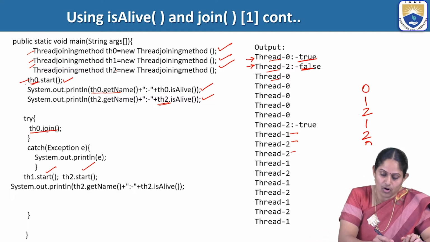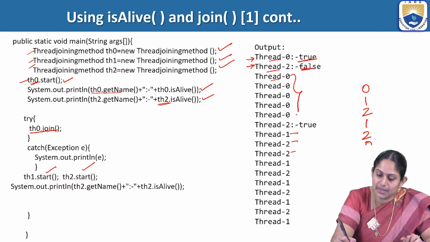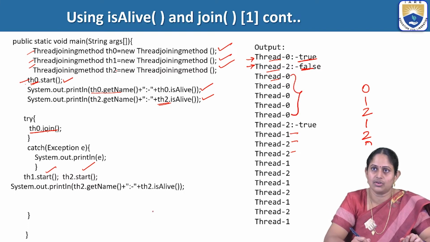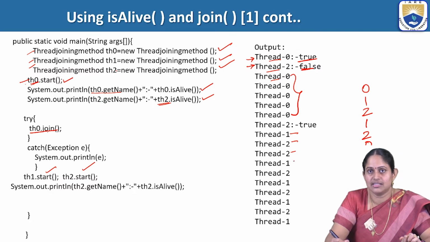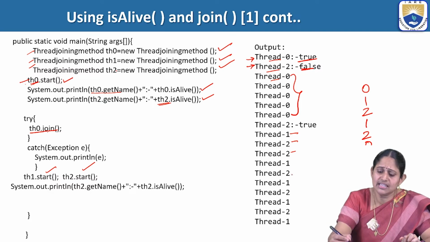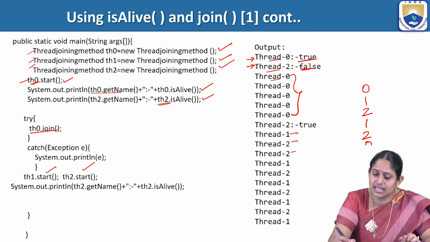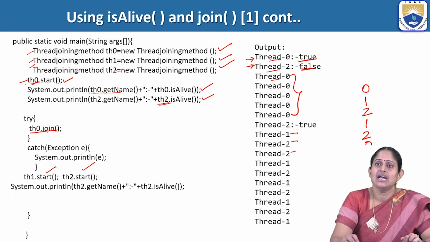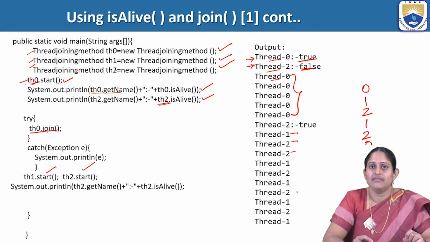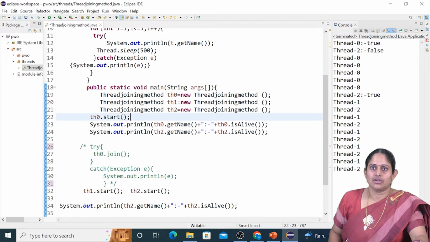But since we have called join, only after the completion of TH0 are TH1 and TH2 starting. So that is why we see thread 0 completing its execution, after which we are starting the other 2 threads. So let's see the execution of the program here.